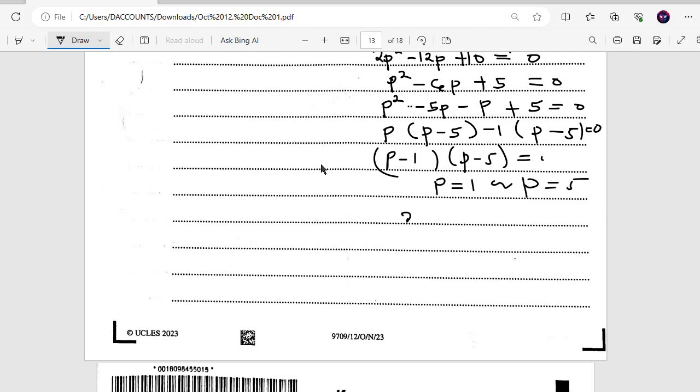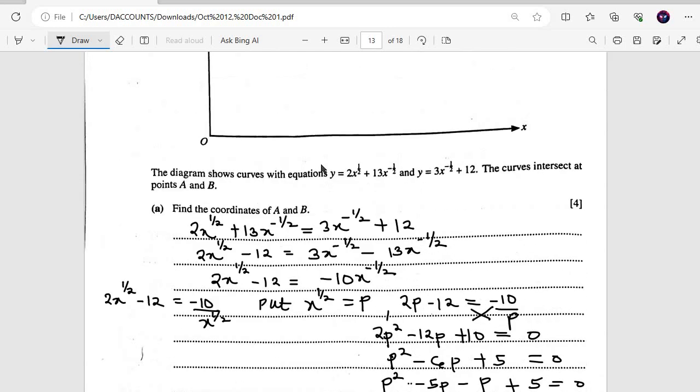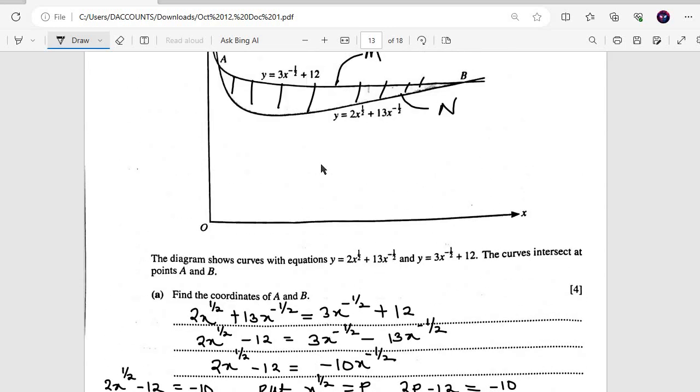Recall that my p is x raised to the power half. Remember, I put p as x raised to the power half. So if x raised to the power half equal to 1, it means x is 1 squared. This one means x is 5 squared. So the answer is x is 1 or x is 25. That's it. So the point of intersection, they intersected when x is 1, most likely x will be 1 here and x will be 25 here. That's it.